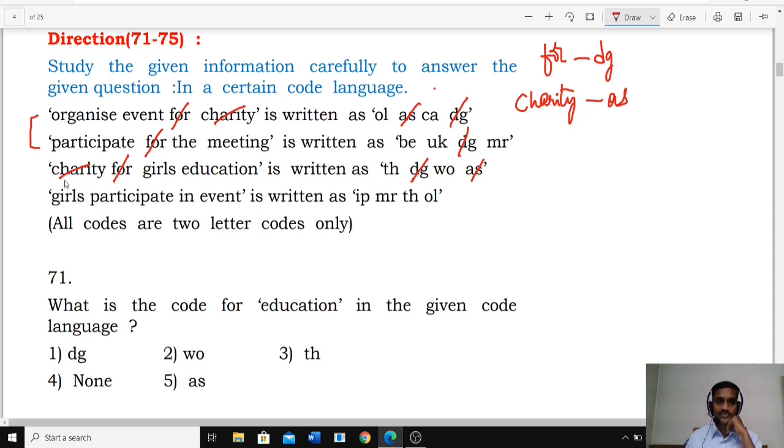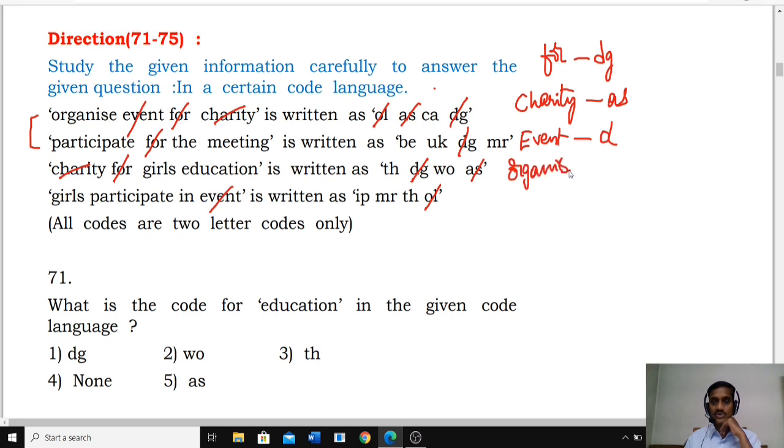Now, first and fourth comparison. Organize event. Event is the word that is common. The code common is OL. And the code to the word event is OL. Now in this word organize, which is left over here? CA. The code given to the word organize is CA.